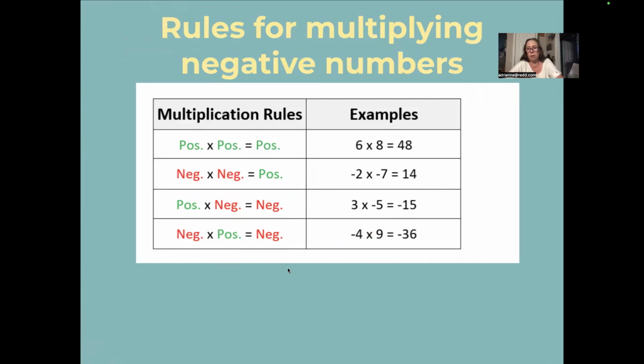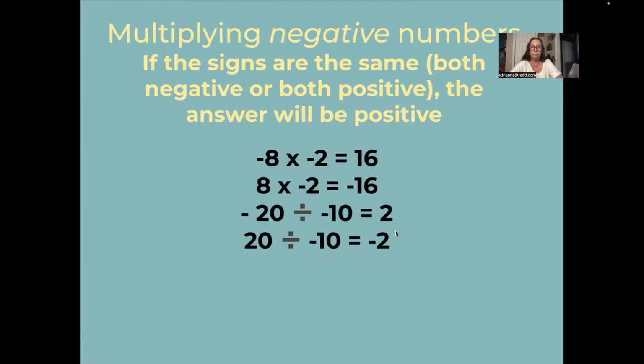So I think multiplying with negative and positive numbers is actually the easiest because a negative cancels out a negative. If it's a positive times a positive, 6 times 8, you get a positive number, 48. If it's a negative times a negative, -2 times -7, it's still a positive. The negatives cancel each other out. A positive times a negative will be negative. 3 times -5 is -15. And a negative times a positive is going to be a negative. -4 times 9 is -36. Here's another example. -8 times -2, +16.